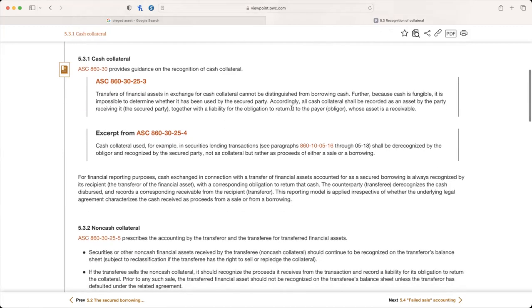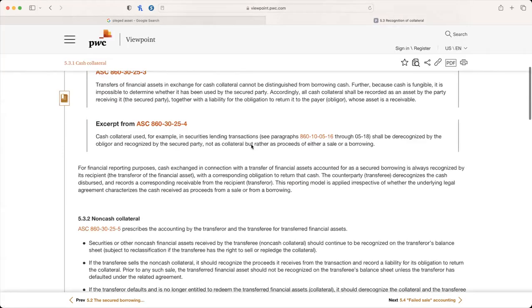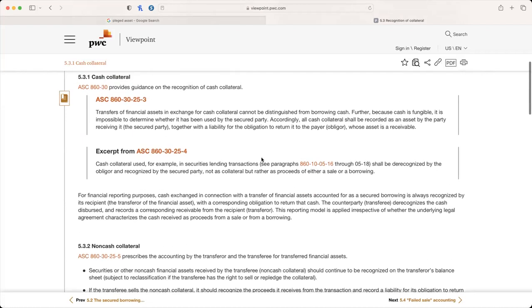Cash collateral used, for example, in securities lending transactions. See paragraphs 860-10-05-16 through 05-18, shall be derecognized by the obligor and recognized by the secured party, not as collateral, but rather as proceeds of either a sale or a borrowing. So this is incredible stuff. Like it's just telling you right there.